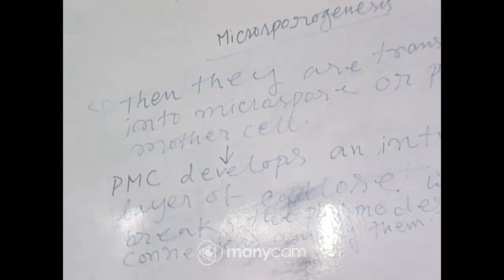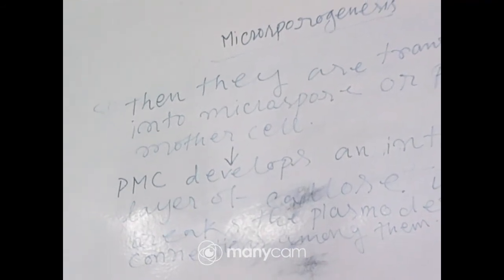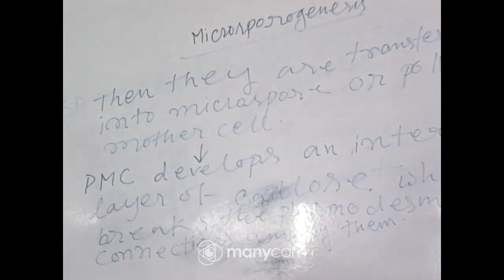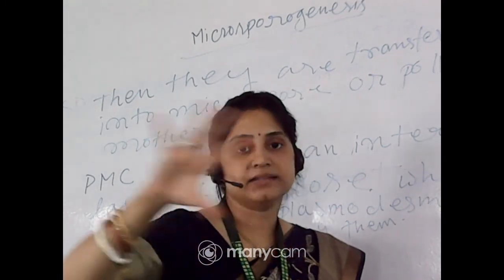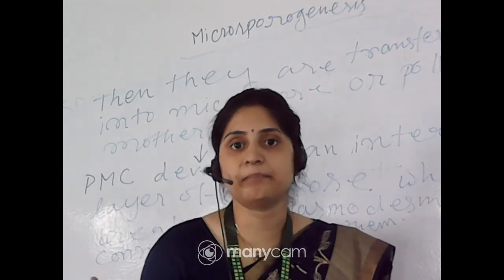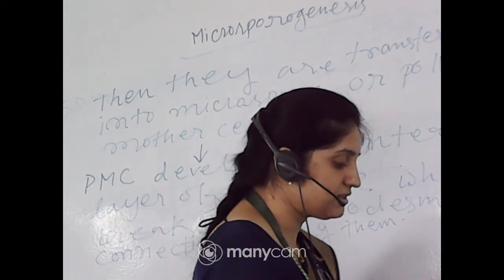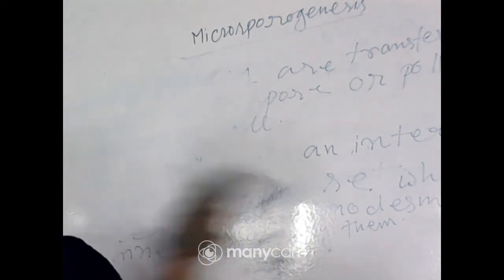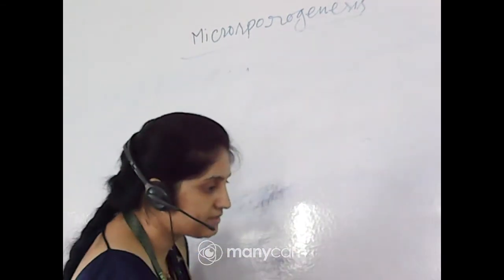So this is the first structure of the microsporangia. First they are transformed into the pollen mother cell, then the PMC develops a callus layer, which breaks down the PMC into parts. Then the separated mother cells round up. So PMC is divided by the callus.